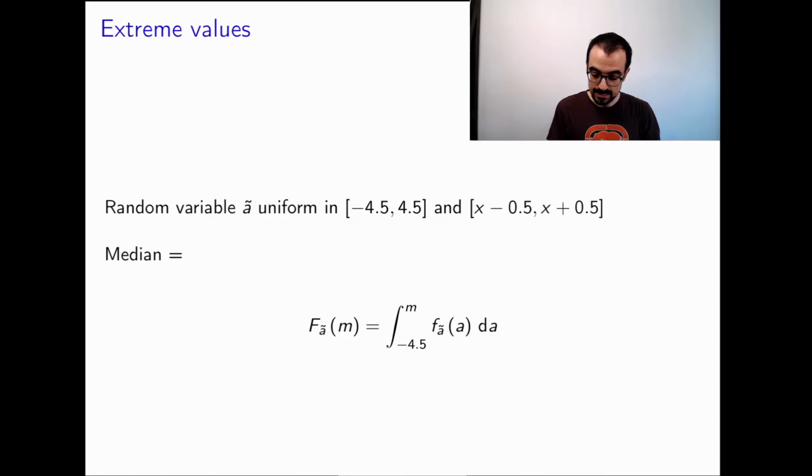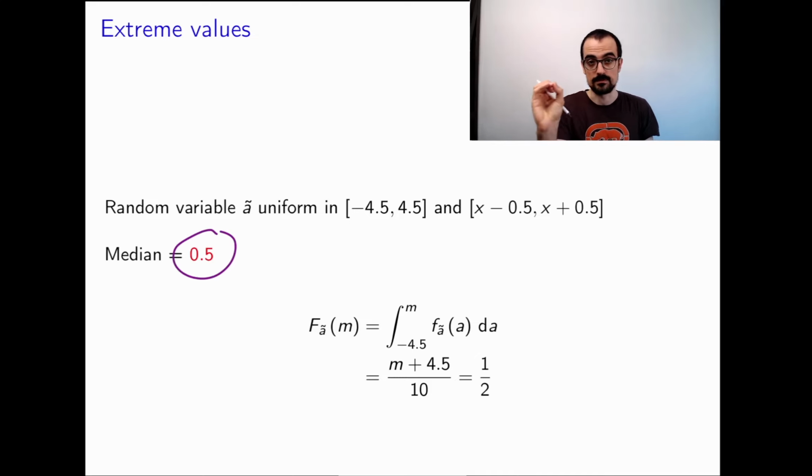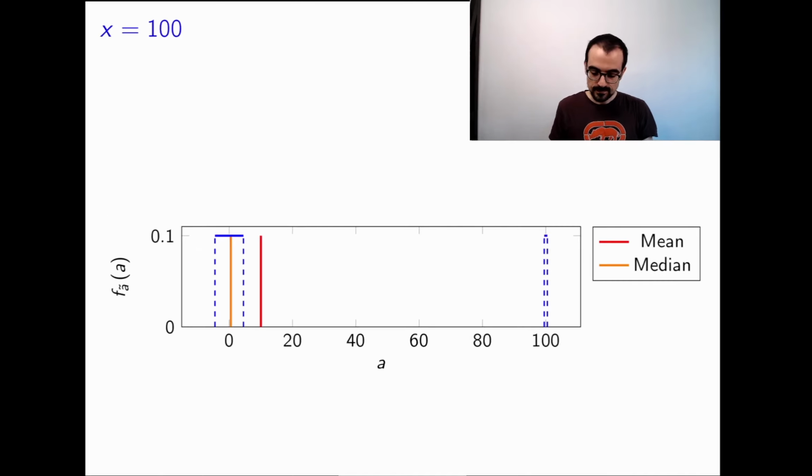So we can compute the probability until an arbitrary number m. This is going to be 1 over 10. So if we stay within minus 4.5 and 4.5, that's just going to be m plus 4.5 divided by 10. And if we set this equal to 1/2, what we get is that the median is actually at 0.5, which is between minus 4.5 and 4.5. So we're good. This is a correct calculation. And this is very nice, because what is the dependence on x? There's no dependence on x. The median is going to stay there at 0.5 no matter where I send these guys.